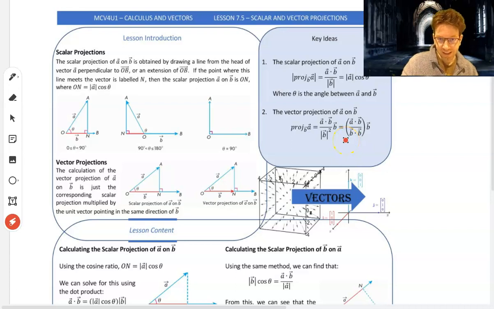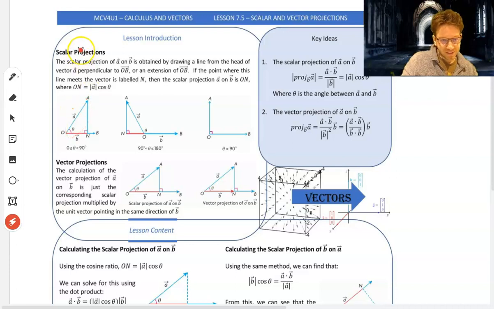Alright, so today's lesson is 7.5. We're going to be looking at scalar and vector projections, which come from the dot product that we've been working on the past couple of lessons. So I've mentioned this in the dot product lesson, but you can imagine that we have some vector b here and some vector a here.